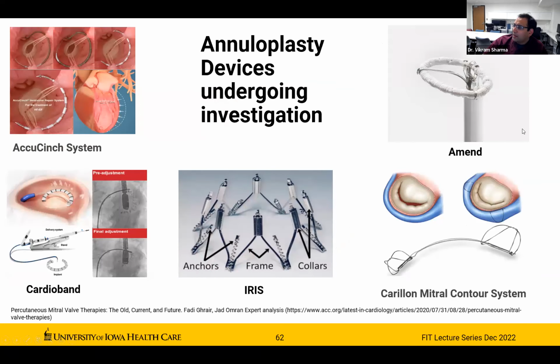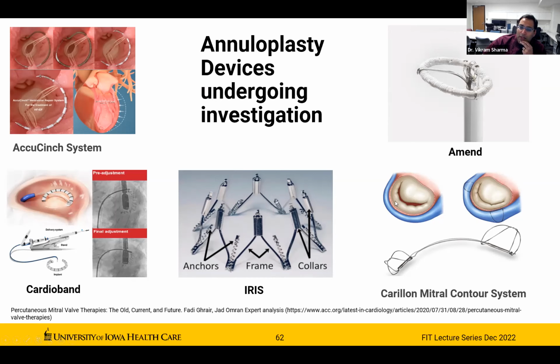We mentioned that there are a number of other technologies or approaches that are being tested currently. So I'm not going to go into a lot of detail for the evidence around these, but basically there are a number of different annuloplasty systems. So AccuCinch and Cardioband essentially have anchors that help tighten the annulus. Iris has basically a kind of framework of anchors that do the same thing.